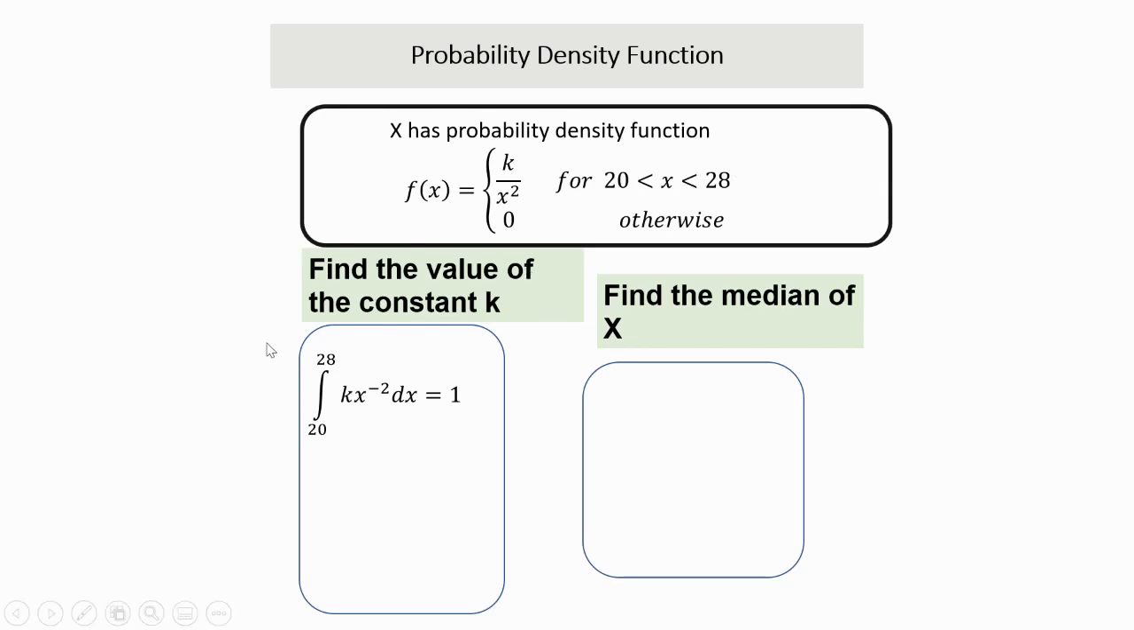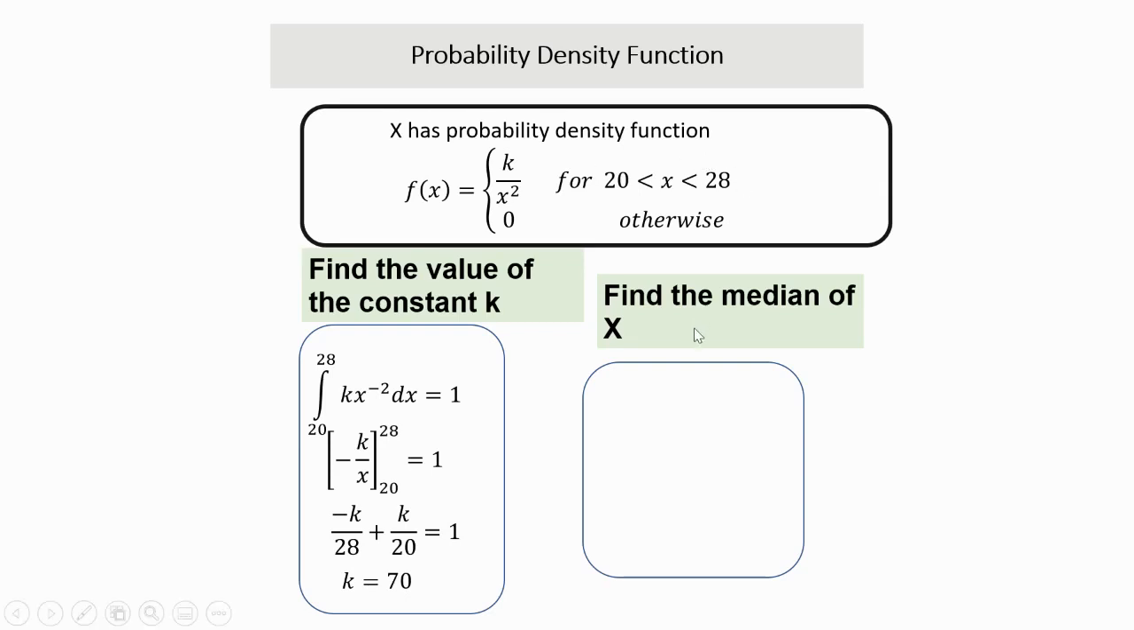So we can set up an integral and go, cool, okay, 28 to 20, x to the minus 2 dx is equal to 1. And then I can find my integral, substitute my values in and solve for k. So in this case I'm going to get that k is equal to 70. A little bit of arithmetic, but I think everyone should be able to cope with that. So now that you've got k is equal to 70, you can carry on with the questions.